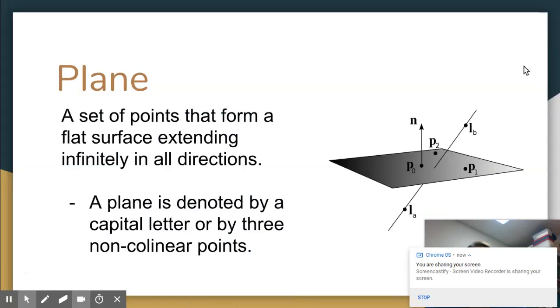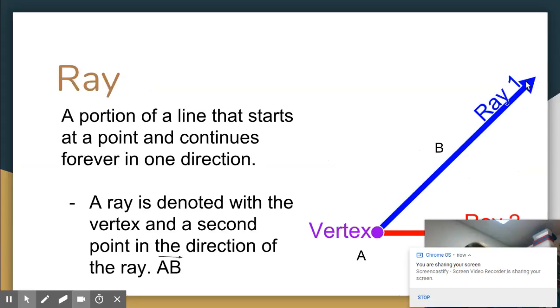Plane is a flat surface. Think of your desktop or the floor or the ceiling. It would have 3 non-collinear points and would be denoted either by those points or by a single capital letter on the paper.